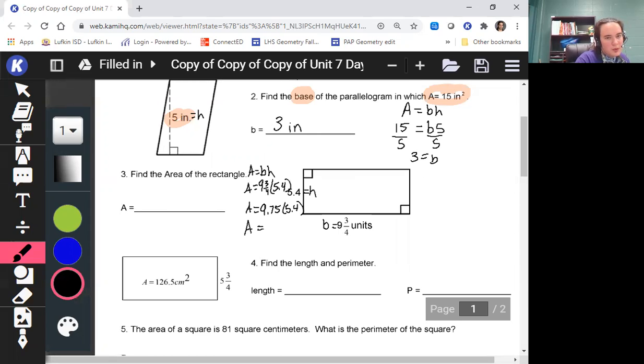So we take 9.75 times 5.4, and we get 52.65 units squared.